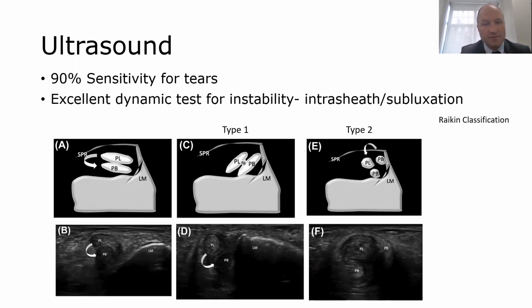So if you follow the diagrams with me, on the far left, A and B is the normal position with the peroneus brevis lying in front of the peroneus longus tendon. Type 1 Raikin classification is where the peroneus longus tendon swaps position with the peroneus brevis tendon. And type 2 Raikin injury is where there's actually a split in the peroneus brevis tendon, allowing the peroneus longus tendon to flip through to the front. Again, an interesting classification, but probably of limited utility in terms of how you're going to manage the patients.